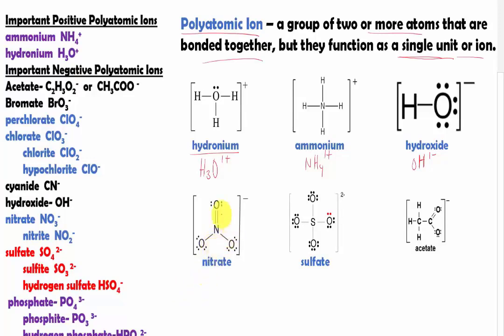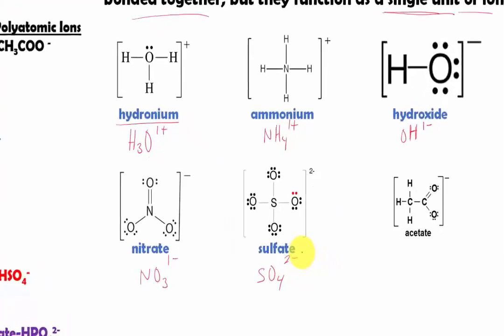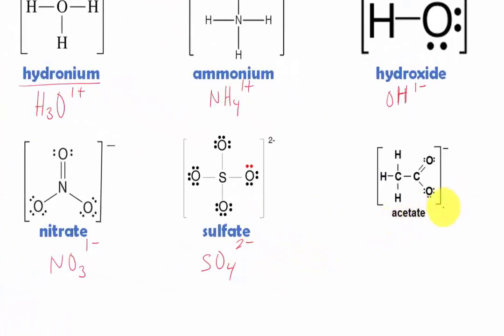Then we have another example, nitrate. Basically it's a group of NO3, which is 1 nitrogen and 3 oxygens, and together they have a 1- charge. Sulfate is a group of S and O4, so sulfur and 4 oxygens, but together they have a charge of 2-. Lastly, we have acetate. This one is a very complicated one, but overall it still functions as a unit of ion with a specific charge. In this case, it is a group of C2H3O2 with a charge of 1-.